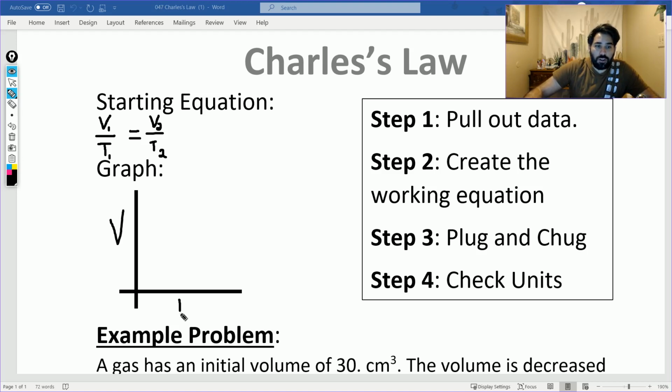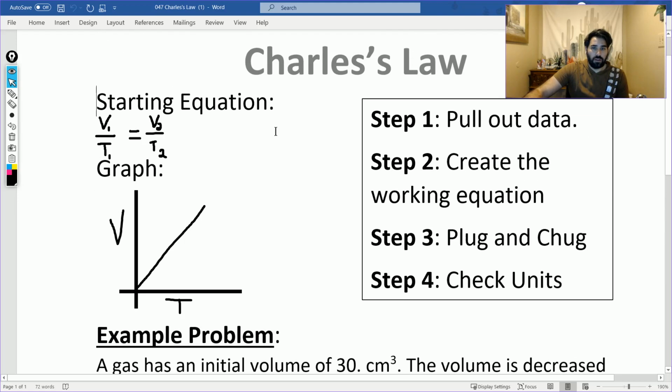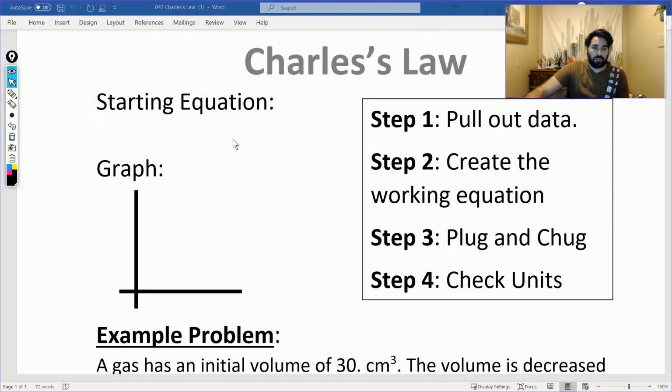So if I have volume and temperature here on the graph, on the x and y axis, and I were to graph volume and temperature, I would see a linear relationship. As one goes up, the other one does too. And pretty much all of these have the same linear direct relationship, with the exception of pressure and volume. Boyle's law was the exception to this rule. Okay, make sure you got these notes. I'm going to move down.